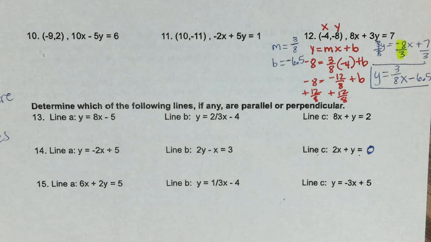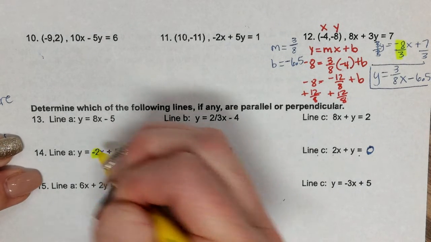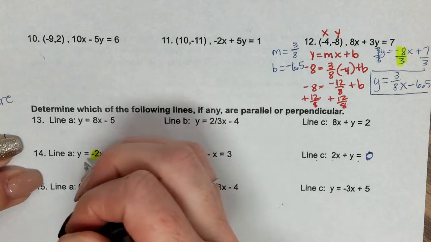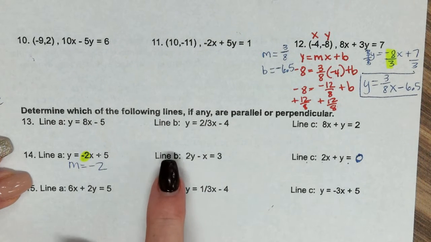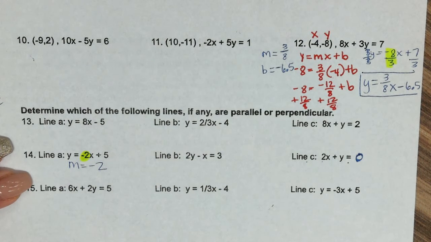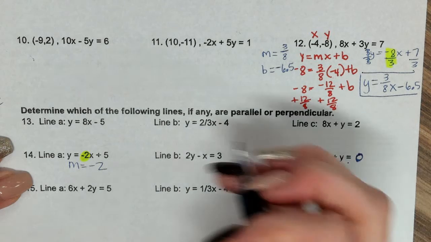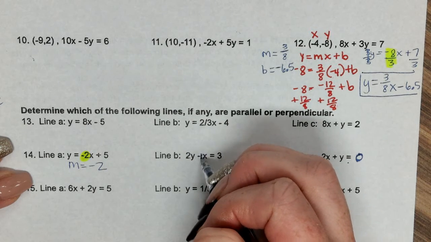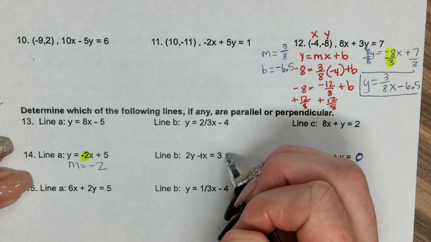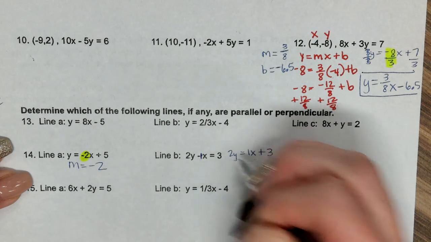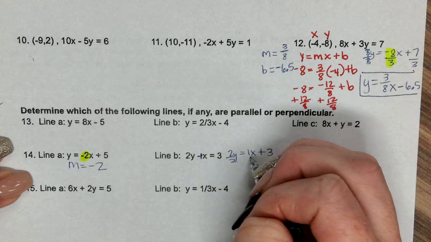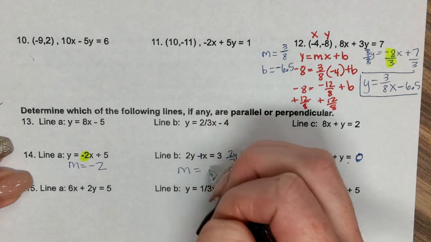Let's do number 14 together. All right, so can you see the slope of line A? Yes. What's the slope? All right, so I write it down. Can you see the slope of line B? No, so I have to rearrange it. So I'm going to pull this x. Now, what's in front of this x? I'm going to pull this into the right. So I have 2y equals 1x plus 3. How would I get rid of the 2? Divide everything by 2.